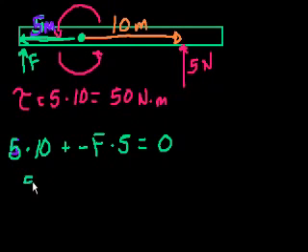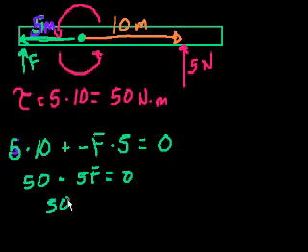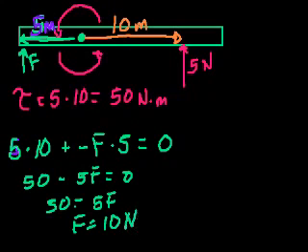So here we get 50 minus 5F is equal to 0. 50 is equal to 5F. F is equal to 10. And if we followed the units all the way through, we would get that F is equal to 10 newtons. So that's interesting. I applied double the force at half the distance, and it offset half the force at twice the distance. And this should all connect, or start to connect, with what we talked about with mechanical advantage, right?